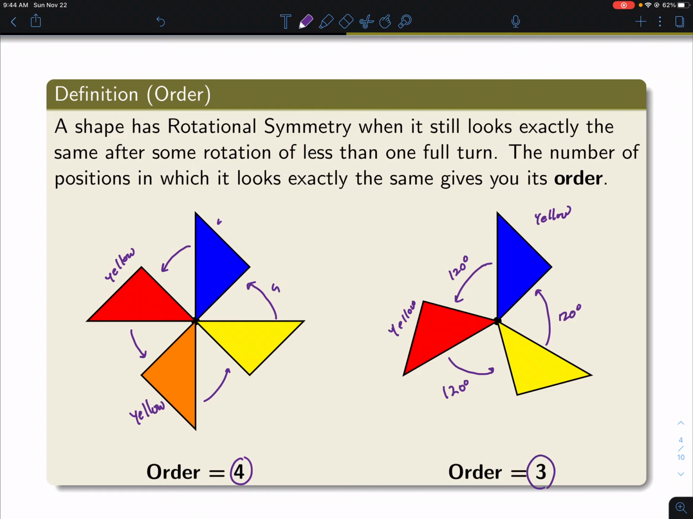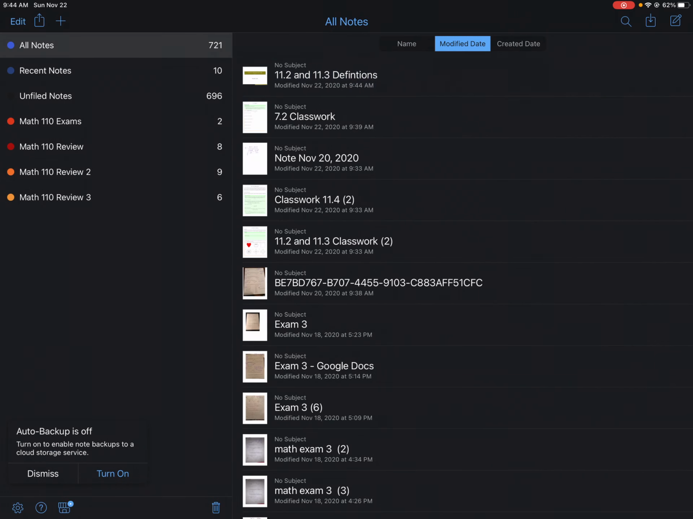Hopefully, if you remember these were 90, you recognize some kind of pattern between the angle and the order of these figures. Keep that in mind when you're doing the practice problems. So let's jump back to the practice.